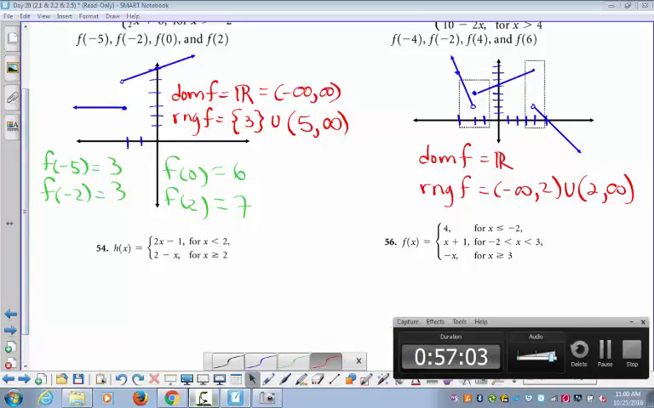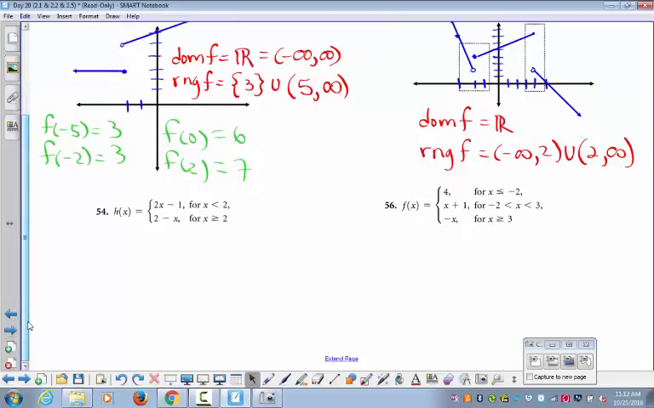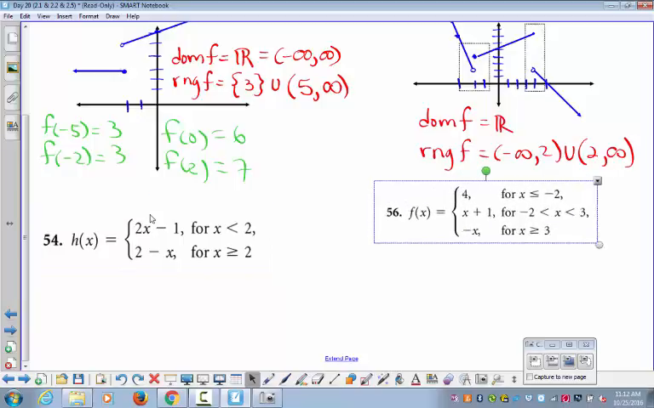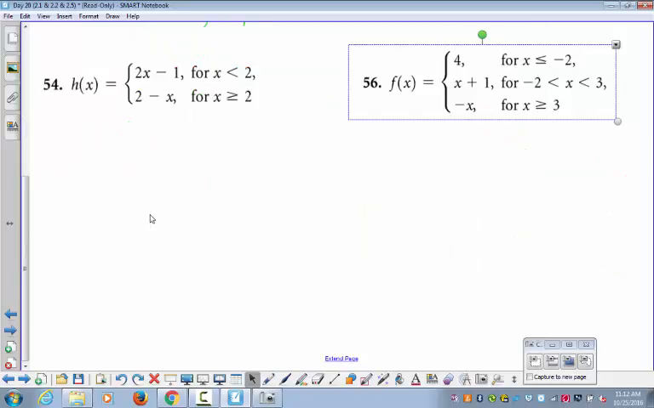Piecewise functions. All right, let's do these last 2 piecewise ones. See if you can do number 54. 54 should be actually a little easier than the last one because there's only 2 pieces. So try that. Once you get it down, I think you'll be fine with it.